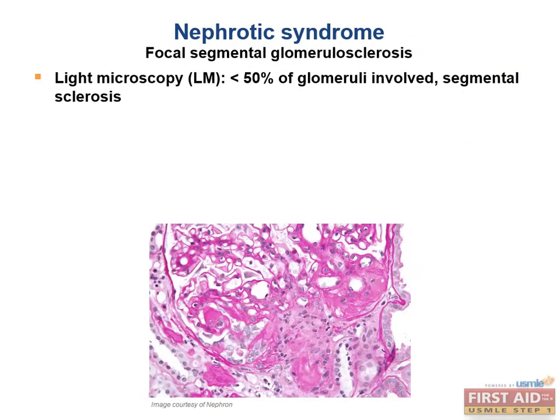The first nephrotic syndrome that we're going to discuss is focal segmental glomerulosclerosis, also known as FSGS. Just looking at the name, what percentage of the glomeruli will be involved? Well, we can tell that there will be less than 50% because it is focal, and because it is segmental, only parts of the glomeruli are sclerosed, meaning they look scarred.